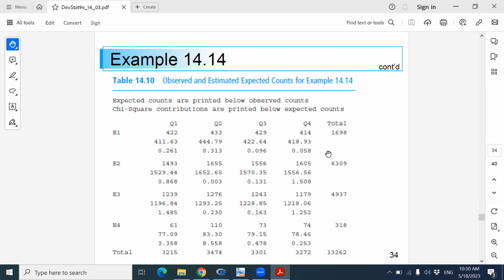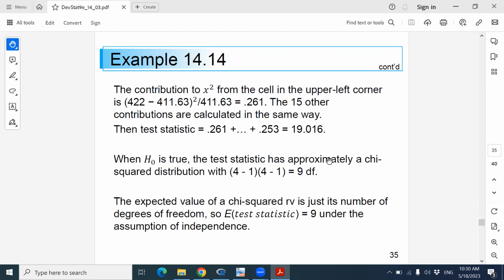I-1, J-1, that means 3 times 3, so degrees of freedom is equal to 9. So chi-square distribution with 9 degrees of freedom, and we'll try to look at the probability to the right of 19 in the chi-square distribution with 9 degrees of freedom. This probability, 19 versus 9, we definitely know that the 19 is bigger than 9. And in the chi-square distribution, the mean is equal to the degrees of freedom. So in this case, 19 is bigger than the average for the distribution.